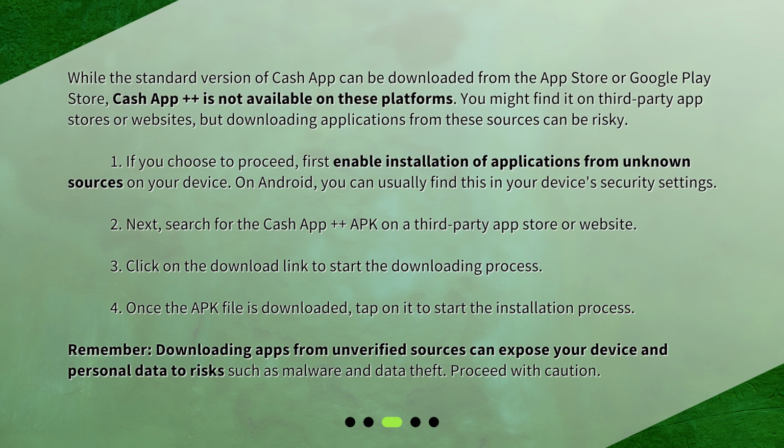2. Next, search for the Cash App Plus Plus APK on a third-party app store or website. 3. Click on the download link to start the downloading process. 4. Once the APK file is downloaded, tap on it to start the installation process. Remember, downloading apps from unverified sources can expose your device and personal data to risks such as malware and data theft. Proceed with caution.